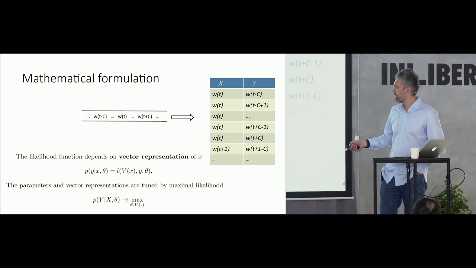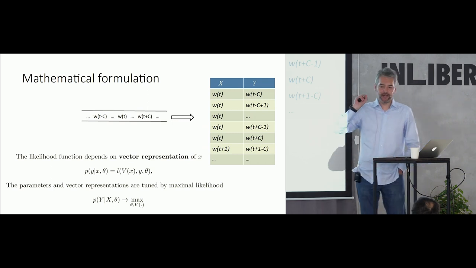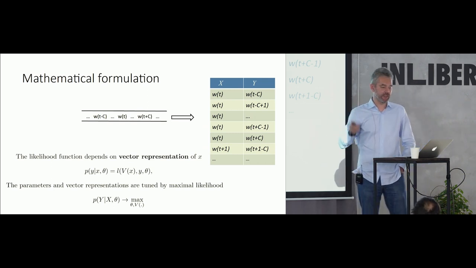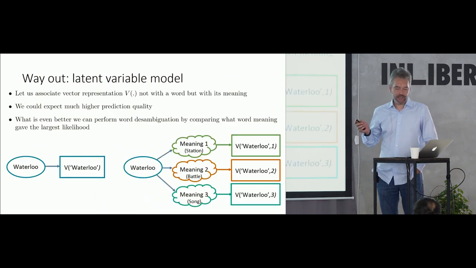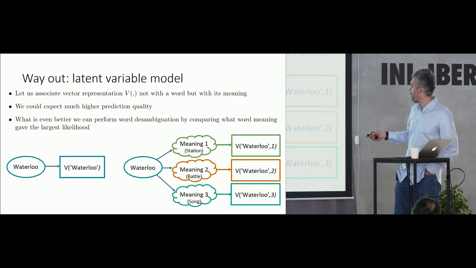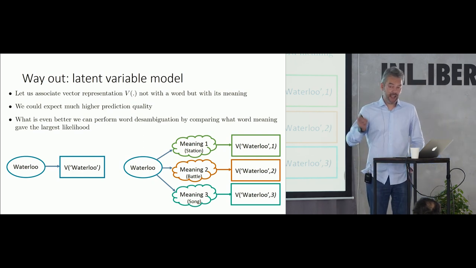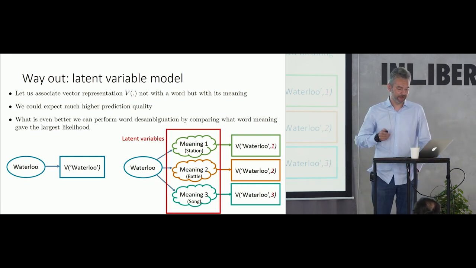So we observe words, but we do not observe the indexes of their particular meanings. So we meet the word water, but we don't know whether it corresponded to the first meaning, or to the second, or to the third one. And the way out is to use latent variables.